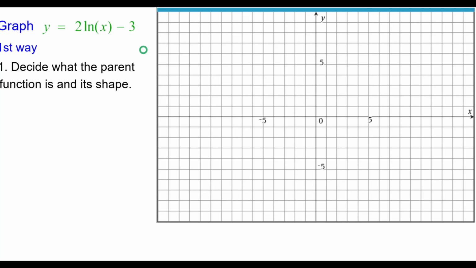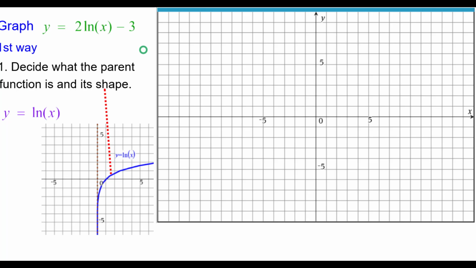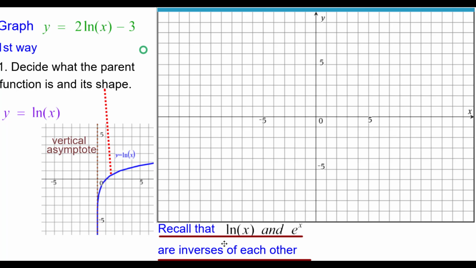Let's decide what the parent function is and its shape. The parent function is y equals the natural log of x, and it's shaped like this. Looks like an easy chair kind of dumping you out. Keep in mind it also has a vertical asymptote, and that the natural log and e to the x are inverses of each other, which means we interchange the x and y coordinates.